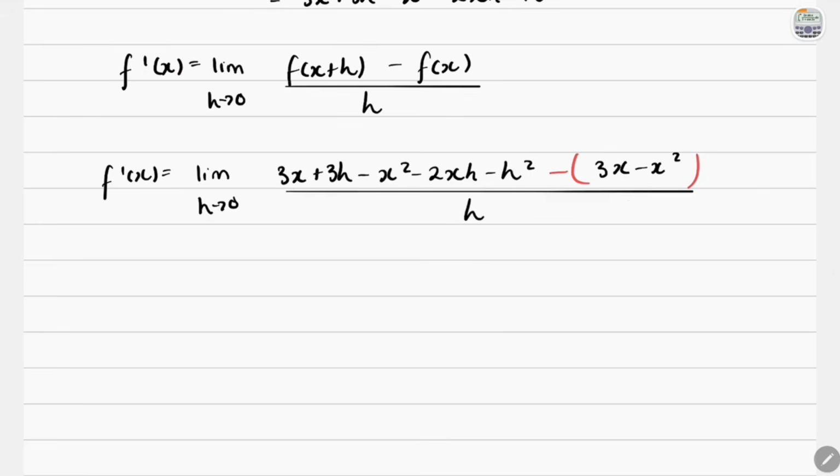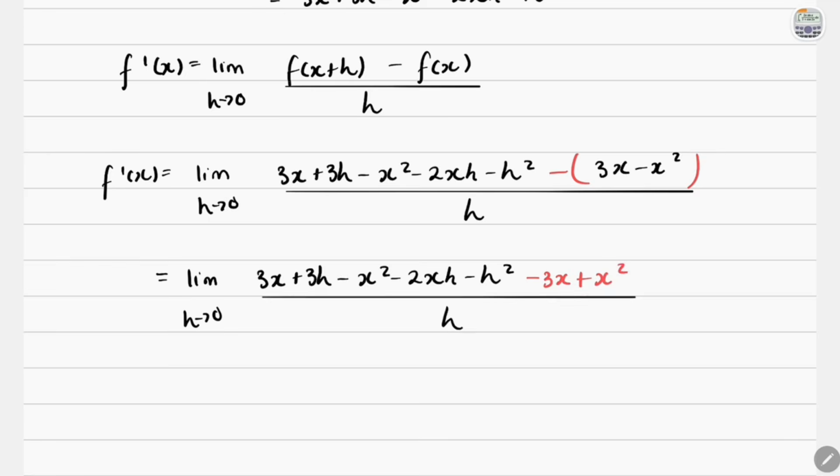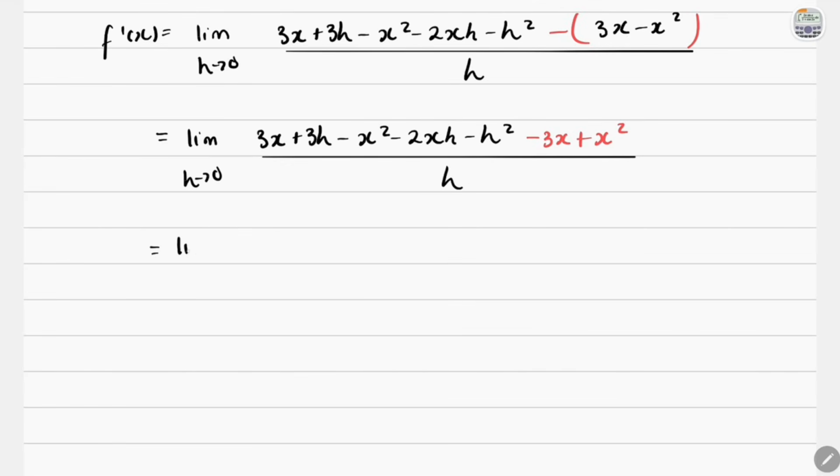So just be careful when writing these. So the limit as h approaches 0, and you're going to rewrite everything that you had already, but then you see that this distributes in and just becomes negative 3x and positive x squared, still over h. Now we can just cancel out whatever is common. So this is now the limit as h approaches 0, and you can see what will cancel. It's whatever you were subtracting. So this would cancel with this, and the negative x squared cancels with the positive one. And all we're left with is 3h minus 2xh minus h squared all over h.